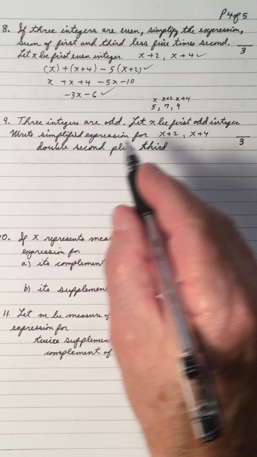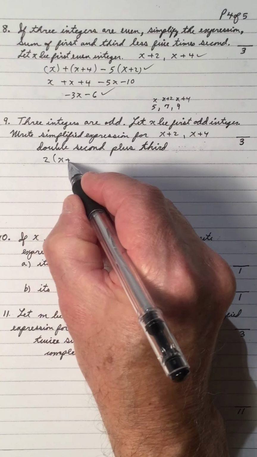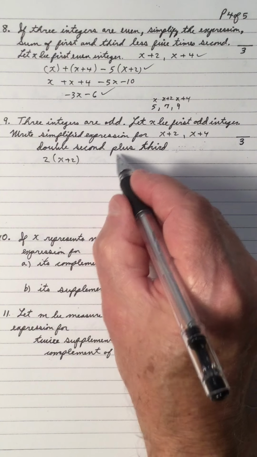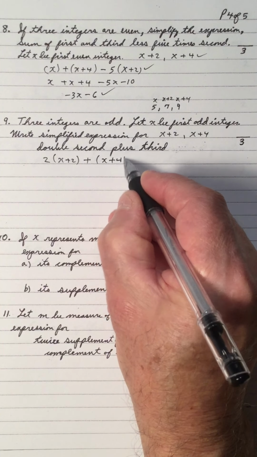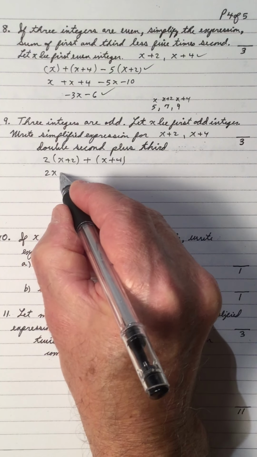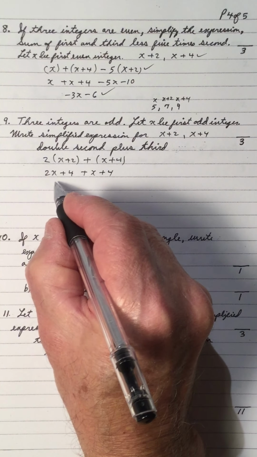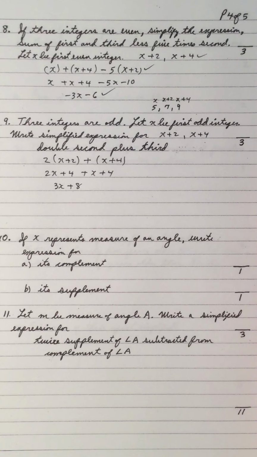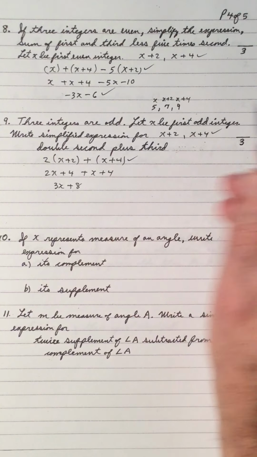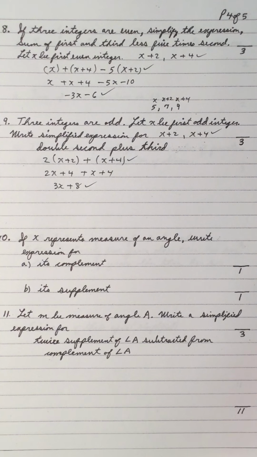Now we got to double the second. So we double the second, which is x plus 2. Add on plus the third, which is x plus 4. And 2x plus 4, add on x plus 4. Add up like terms is 3x plus 8. 3 marks. If you have these, give yourself a mark. If you have this, give yourself a mark. If you have 3x plus 8, give yourself a mark.